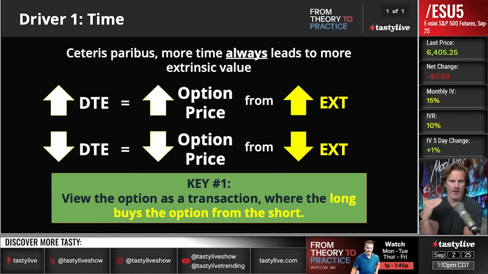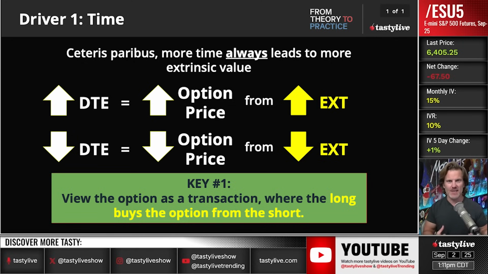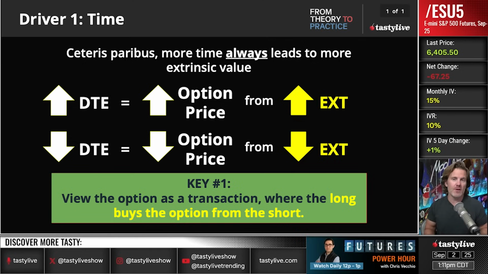The second point: the fewer DTE, lower option price, less extrinsic value. That is essentially what we are doing inside the Tasty universe as premium sellers. This is the basis of what we're doing. We're selling options, right? And over the duration of the position, obviously the DTE are going to tick lower and lower and lower. And what's going to happen as a result? The extrinsic value is going to fall. The extrinsic value is going to dissipate. That's essentially what we're trading.